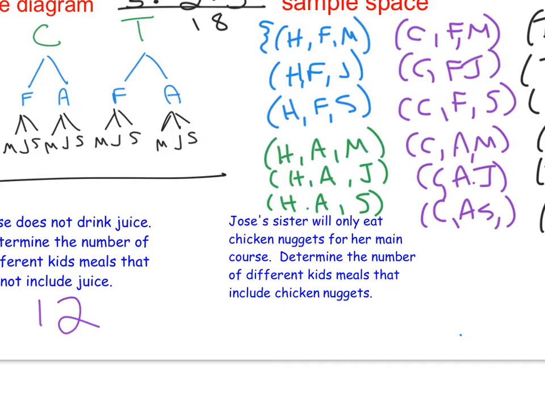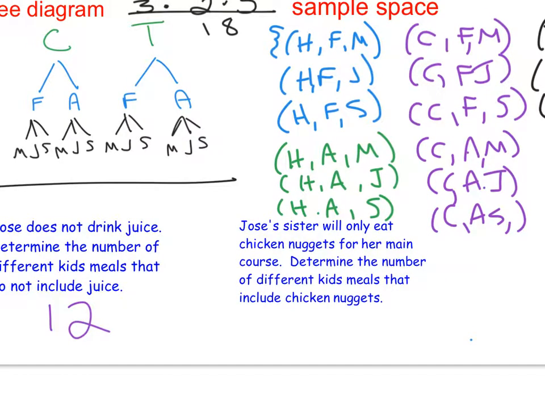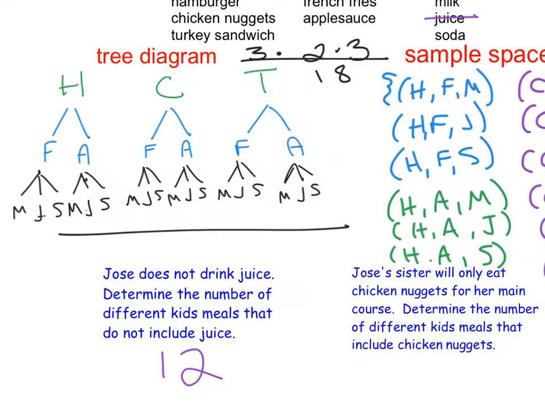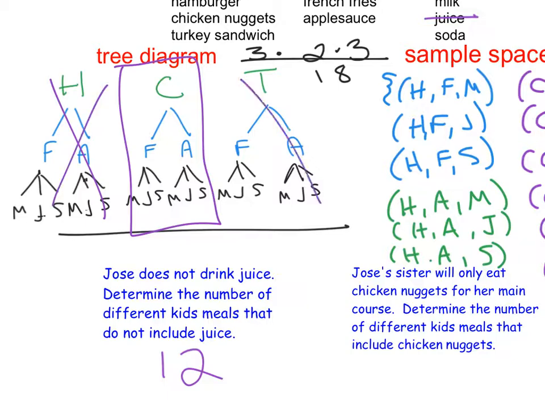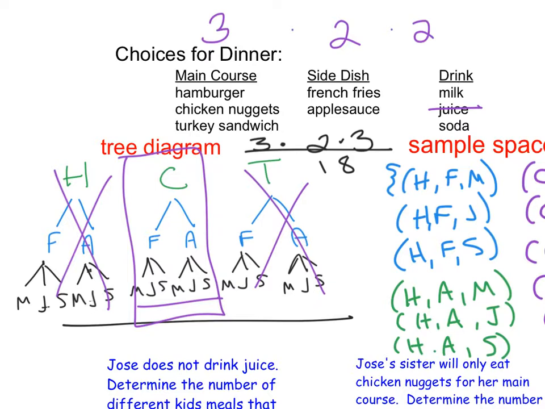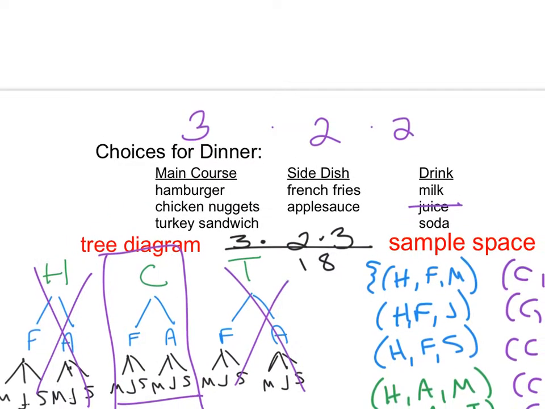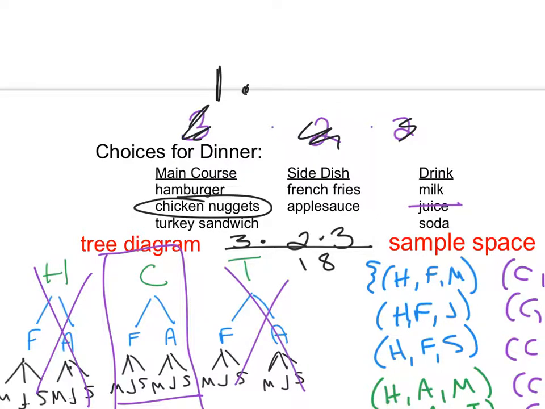Over here, Jose's sister will only eat chicken nuggets for her main course. So what are the different possibilities? So for this one, you say, okay, well, she only likes chicken nuggets. So this is the only possibility she has. So how many is that? Well, that's 6. One way. The other way is to look up here like we did and say, I only want chicken nuggets, so I only have 1 option there. I'll multiply that. I still have 3 for the drink and 2 for the side dish, so that altogether is 6.